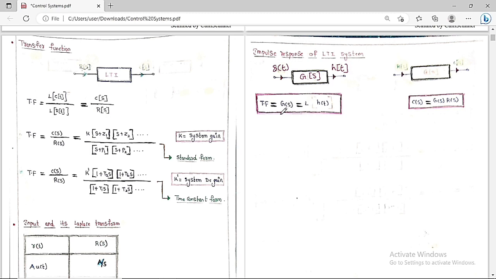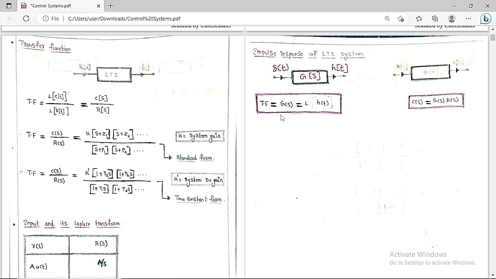Then what is the transfer function? I already told you: the transfer function is G of s. It is the ratio of the Laplace transform of output by the Laplace transform of input. Here the Laplace transform of output is the Laplace transform of h of t, and the Laplace transform of delta of t is equal to 1. So for any system, the transfer function is always equal to the Laplace transform of the impulse response.